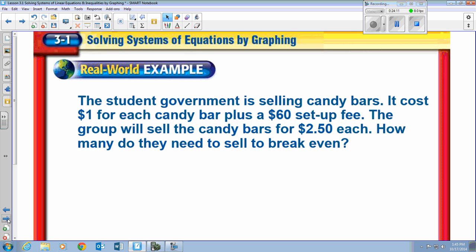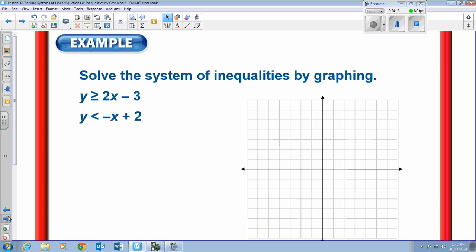All right. So aside from doing systems of equations, we also do inequalities. So we're going to skip in your notes past the next 2 word problems to example 7.